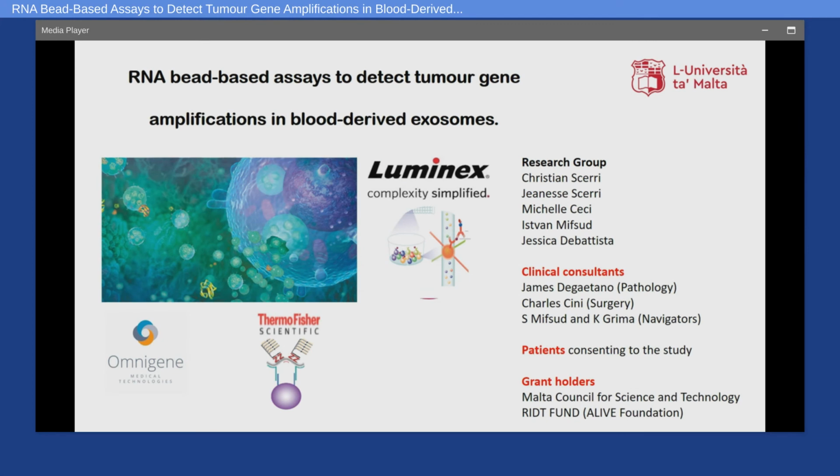These studies were only possible through the efforts of various parties, including the industrial partners, the enablers: Luminex for the xMAP technology for the multiplexing, ThermoFisher for their QuantiGene assays, Omnigene for putting together workflows for the exosome research, then the whole research group, including Christian Sherry, Janice Sherry, Michelle Chechi, Istvan Mifsud, Jessica De Battista, the clinical consultants from pathology, James De Gaetano, from surgery, Charles Cheney, and the navigators who took care of all the consenting, and of course the patients that consented to the study.